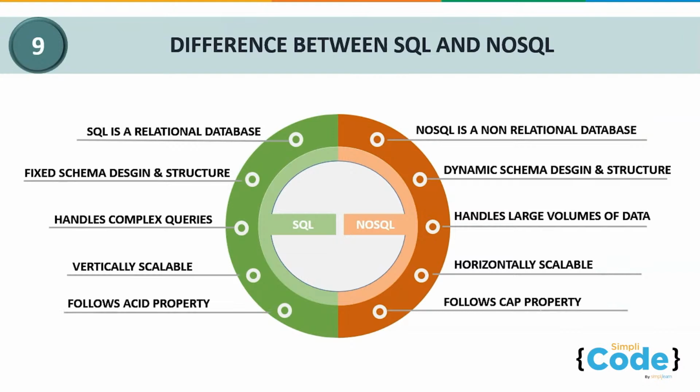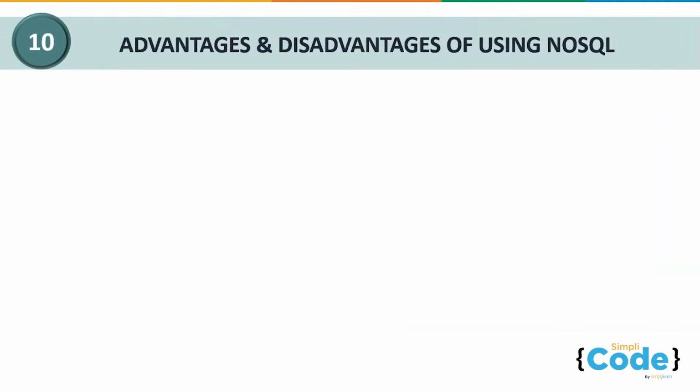And finally, SQL follows ACID properties, that is atomicity, which means transactions should be performed at once or shouldn't happen at all. Consistency, which means the state of a database should remain consistent before and after the transaction. Isolation, that is one transaction shouldn't affect another transaction, and it should be independent. And lastly, durability, which means a successful transaction should be reflected even if there is any system failure. Whereas NoSQL follows the CAP property, that is consistency, availability, and partition tolerance.